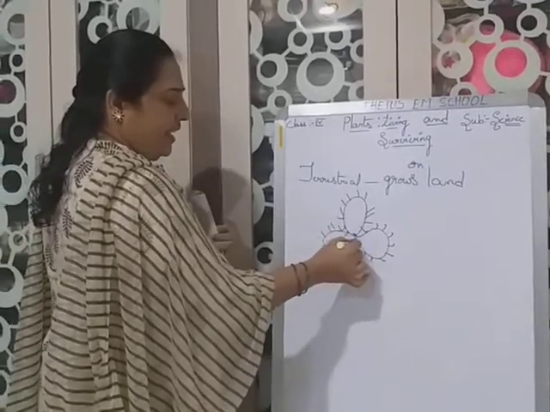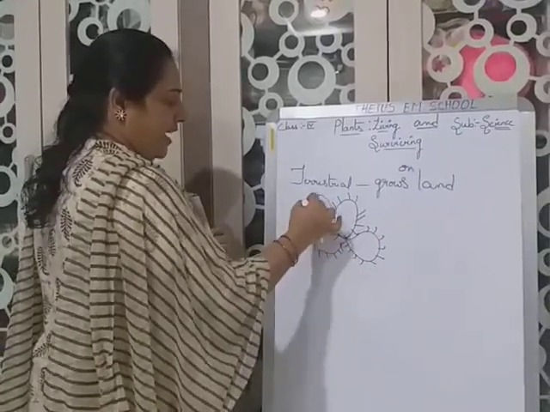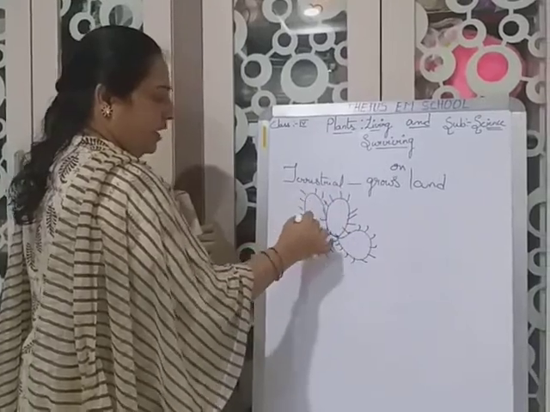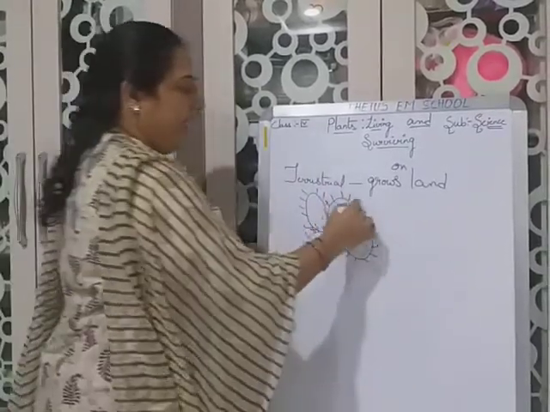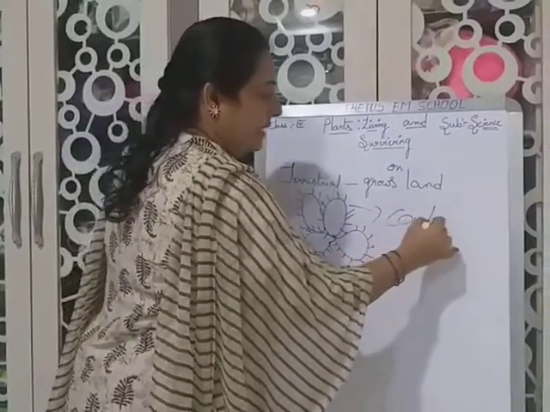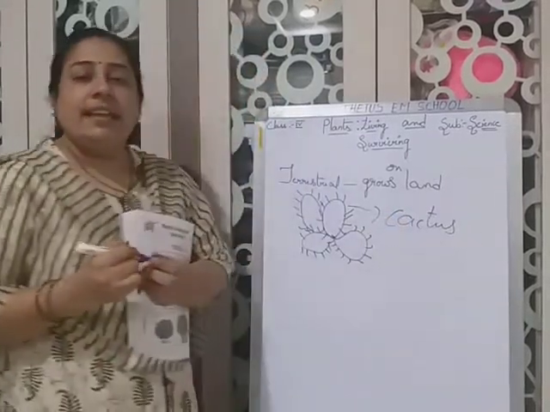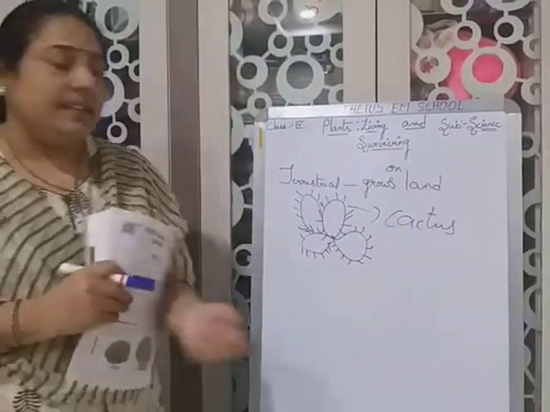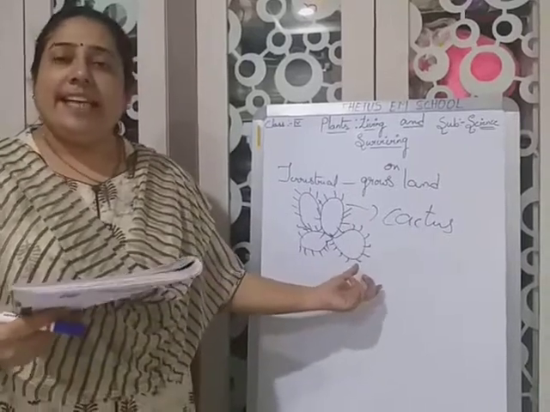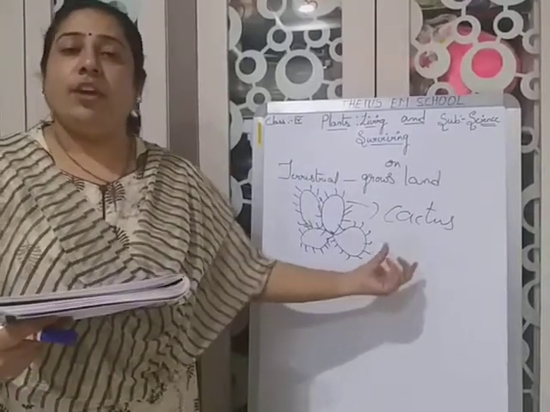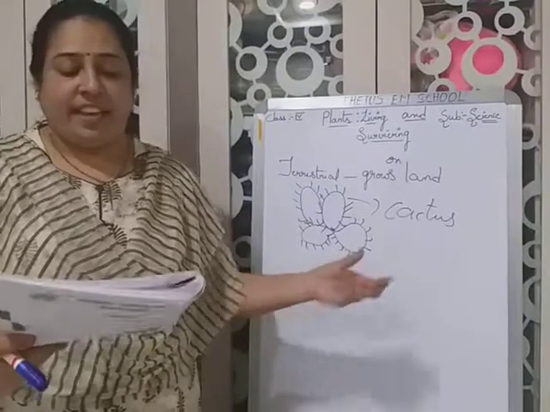It will not have any leaves. In this way, it will be growing. Okay, it doesn't have any leaves. Cactus will not have any leaves. In this way, in desert areas, the plants will be growing. They don't have any leaves.